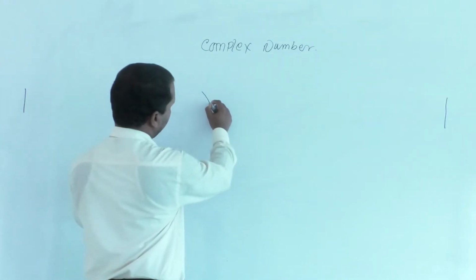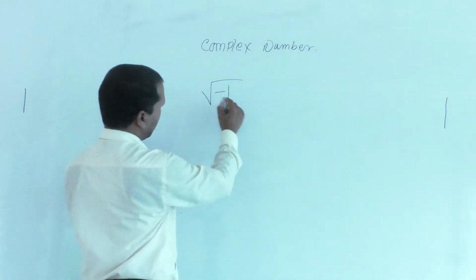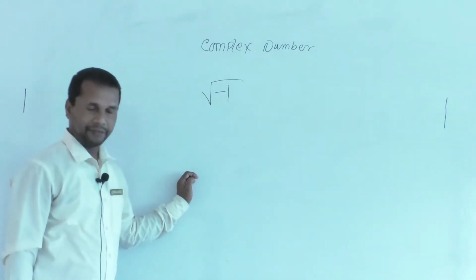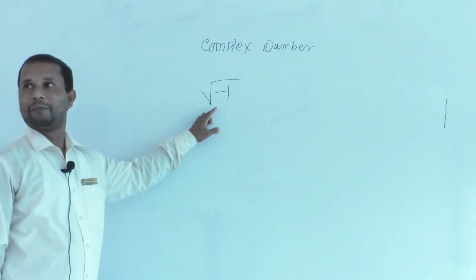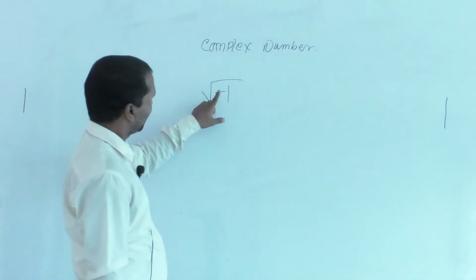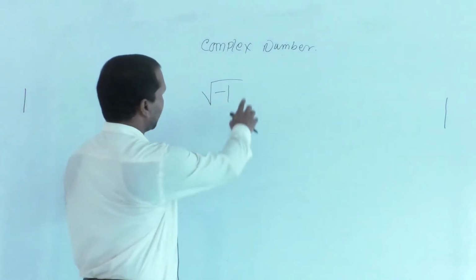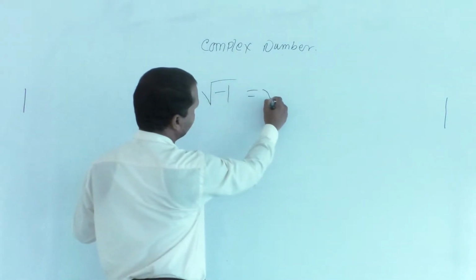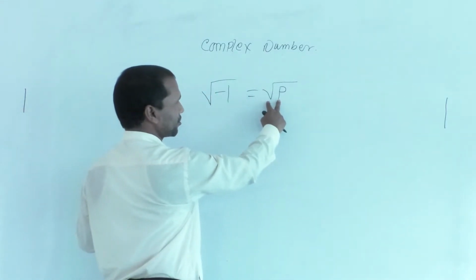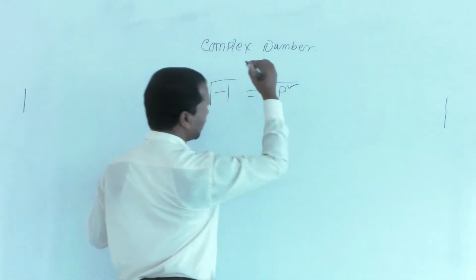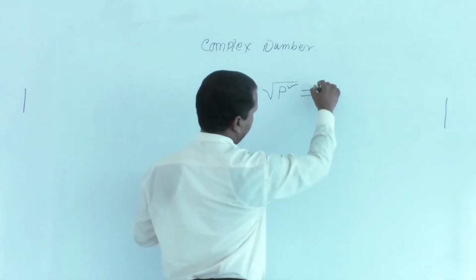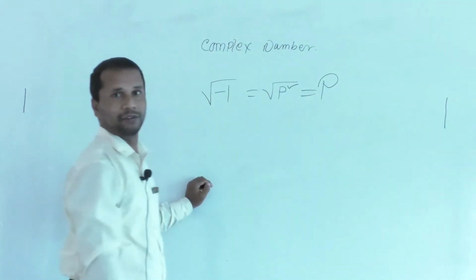Now if we consider root over minus 1, why root over minus 1? Again I repeat, because for every complex number there is a minus 1. So now, can you clarify the value of root over minus 1? Suppose root over minus 1 equals p, then the problem is not solved. Now if you consider root over p square, then the square and the square root cancel, and it can be written as p. Problem is solved.